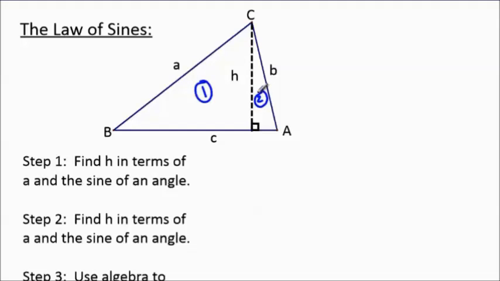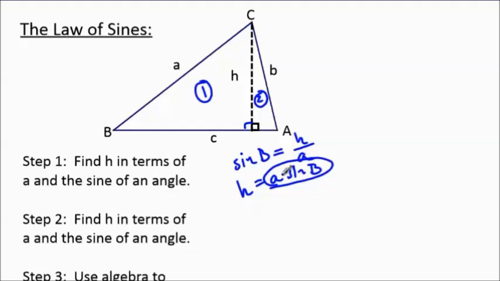So if I look at triangle 1, then I can find h in terms of a and the sine of an angle by using angle b. So the sine of angle b is going to equal h over a, opposite over hypotenuse. This is the right angle, so the hypotenuse is a, and h would be the opposite side for b. Then to get h by itself, I multiply both sides by a, and I get a times the sine of b. Now we're going to use that in just a little bit.